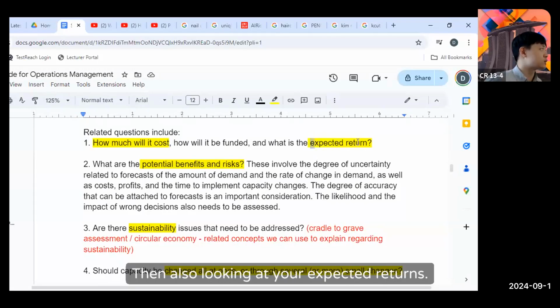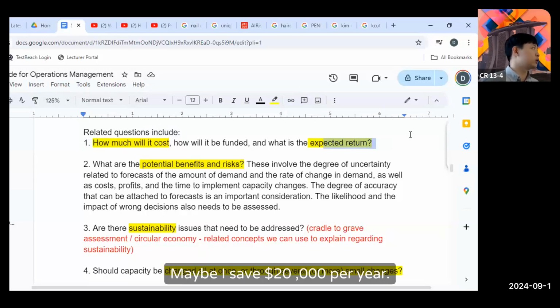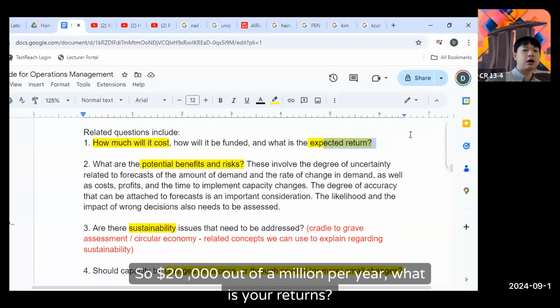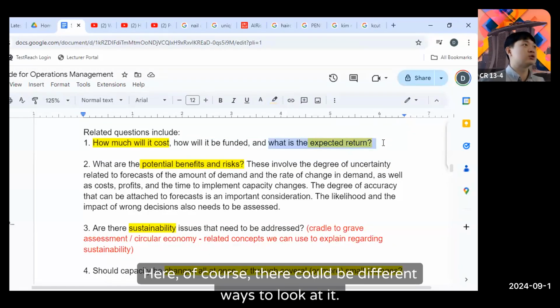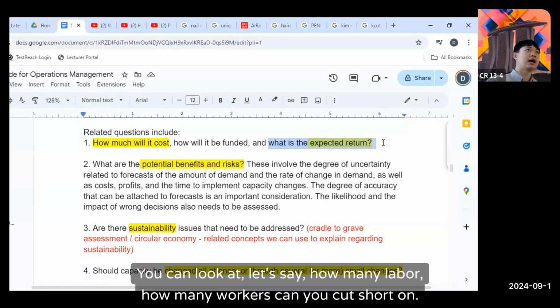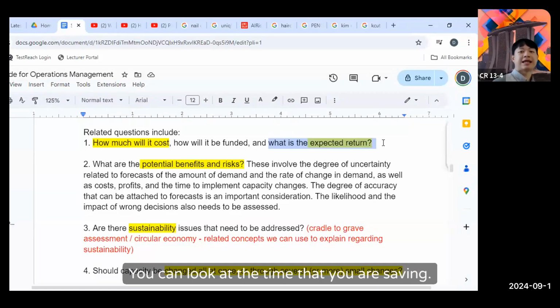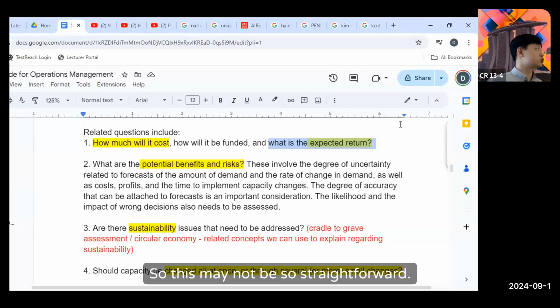Then also looking at your expected returns. In terms of rate of return, let's say I spend $1 million and how much am I getting every year? Maybe I save 20,000 per year. So 20,000 out of $1 million per year, what is your return? That could be one way of measuring. Of course, there could be different ways to look at it. It doesn't just have to be so straightforward. You can look at how many workers you can cut back on, the time that you are saving, or the money that you're saving. So this may not be so straightforward.